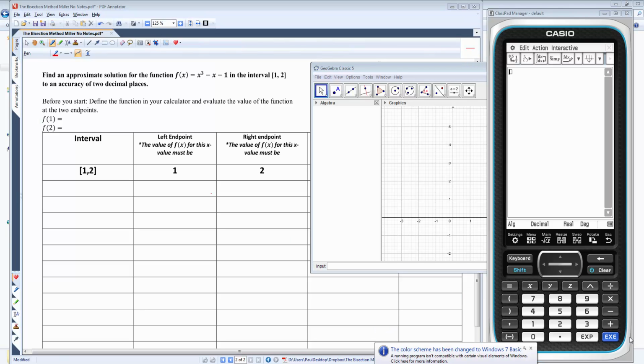Well, it's a wild Friday night here at the Miller household, and dinner's just been completed, and what better after dinner than a bit of the bisection method.